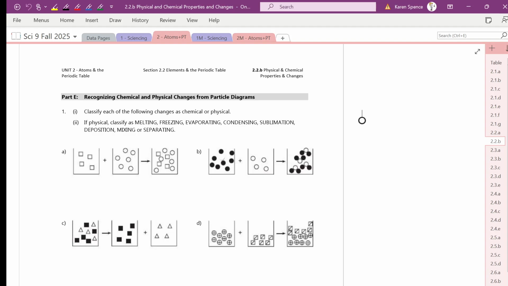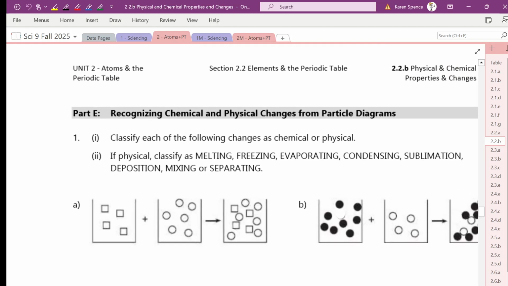Okay, friends, if you have not yet gotten to page 57, let's go to page 57 right now so we can do one or two of them together. 57. It's a circle. What this is going to do is test if you understand the difference between a chemical and a physical process based on looking at the particles.